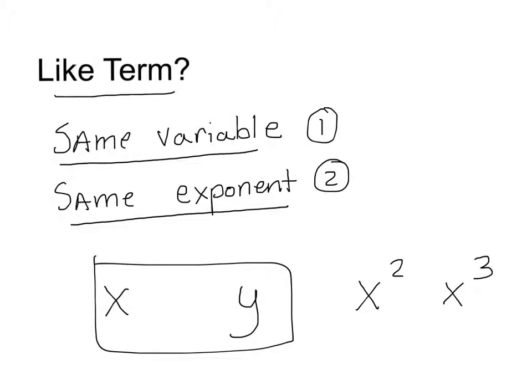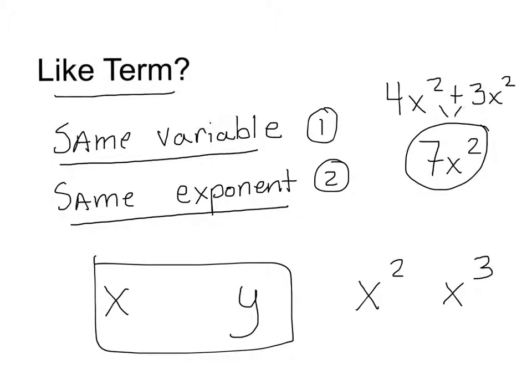Okay, so let's look at this. Let's say I have 4x squared plus 3x squared. Can I add those? I can, and here's why. Because they're like terms. Do they both have the x for the variable? Are they both squared? So they're like terms. So if I have 4 of them right here, and I have 3 of them right here, 4 of them plus 3 of them is how many? 7 of them. So it would be 7x squared, right? This would be the addition of these 2.